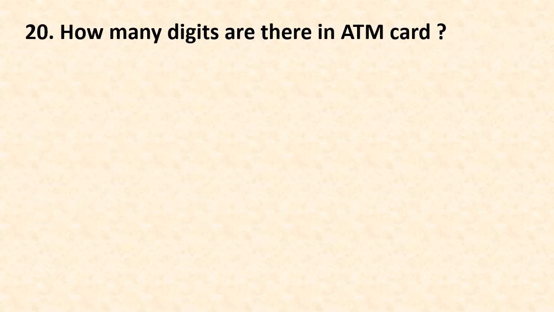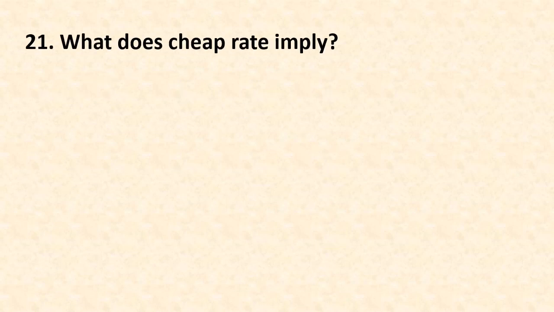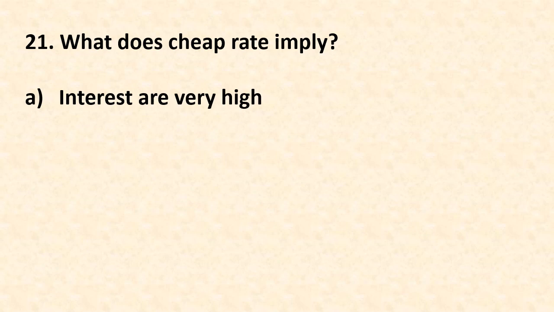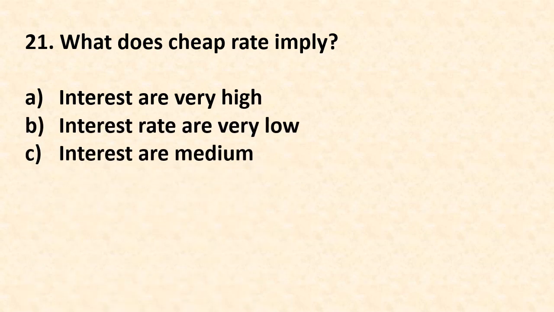Number 20. How many digits are there in ATM cards? Options are 12, 14, 16, and 18. The correct answer is option C, 16. Number 21. What does cheap rate imply? Options are interest are very high, interest rate are very low, interest rate are medium, and all of the above. The correct answer is option B, interest rate are very low.